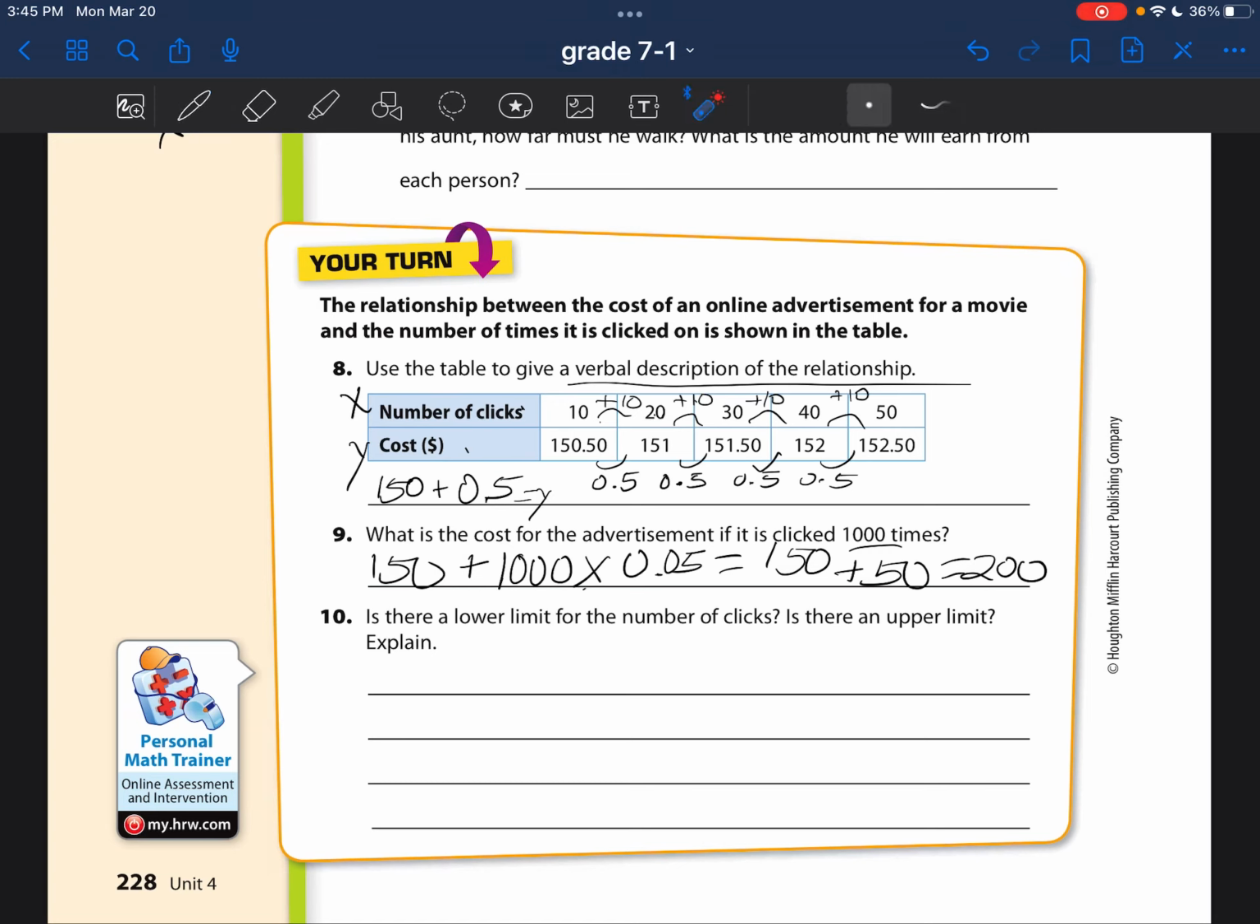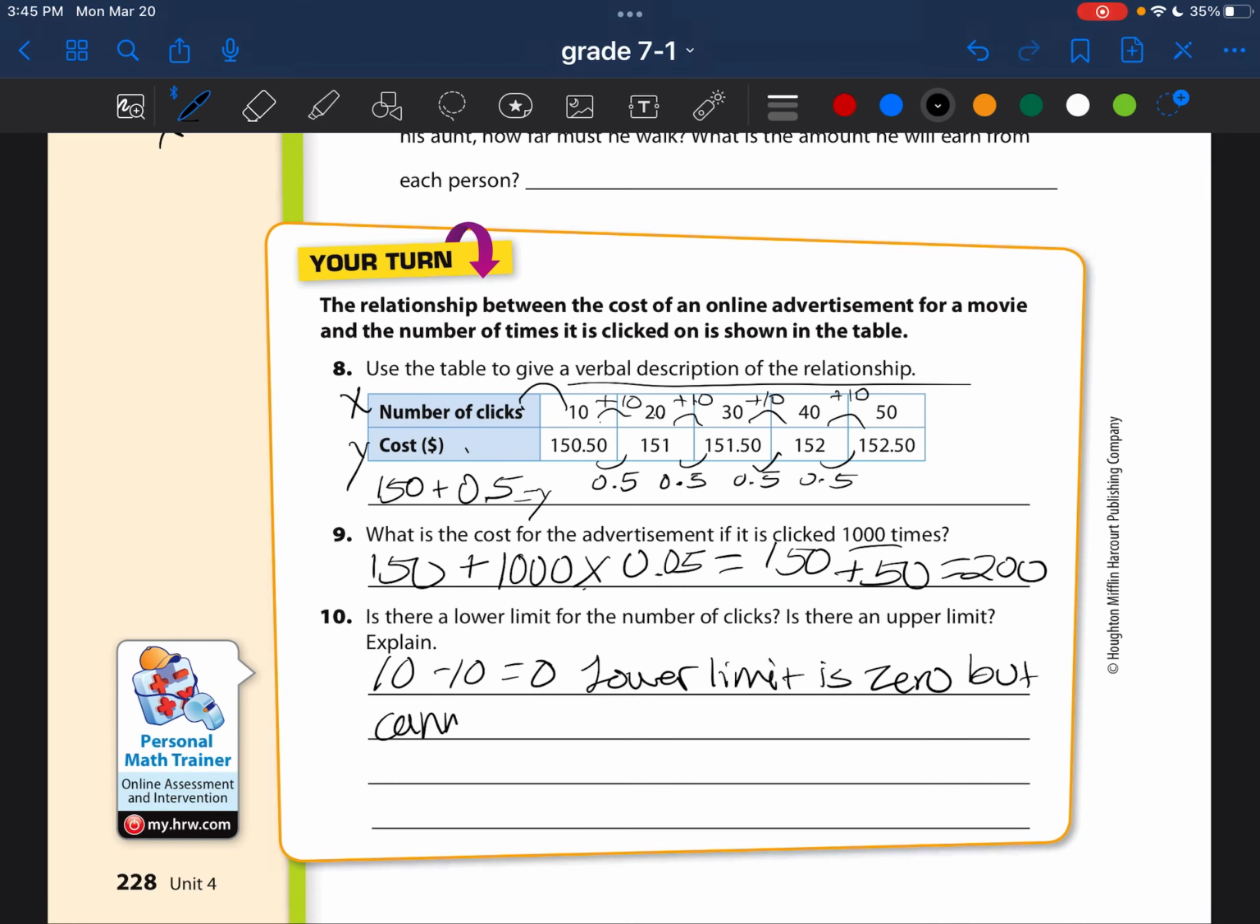Now, let's read the last question we have here. Is there a lower limit for the number of clicks? Is there an upper limit? All right? All it wants to know is here, I have 10. Can I go 10 minus 10? Yeah, I can go 10 minus 10. 10 minus 10 is 0. Can I go lower than that? Nope. So the lower limit is 0. But it cannot be negative because we can't have a negative number of clicks. That makes no sense, right?